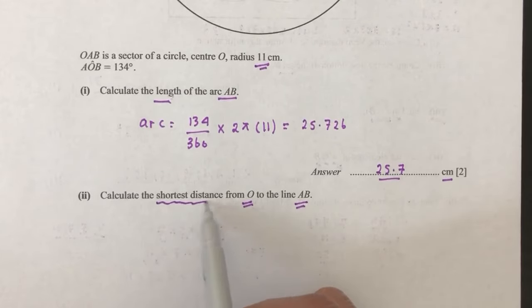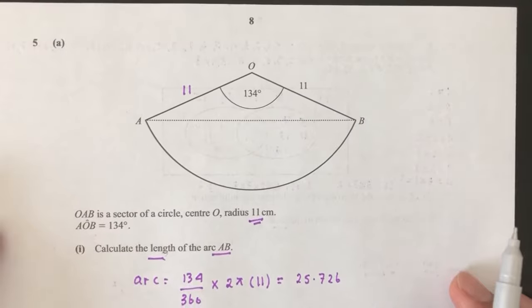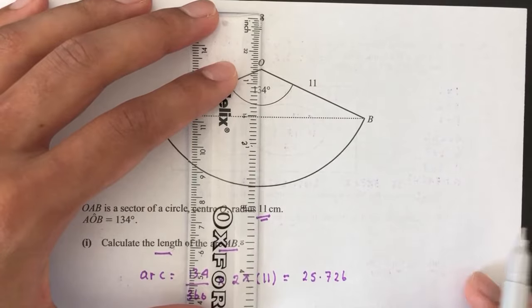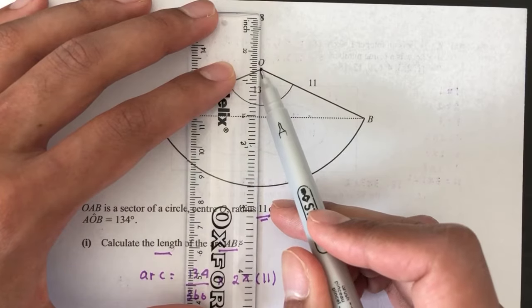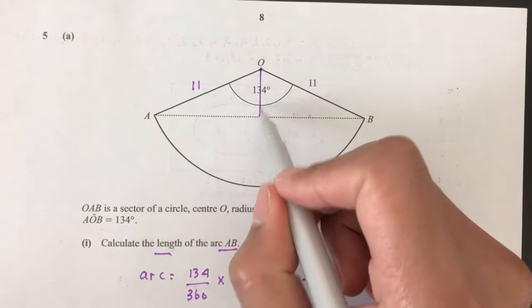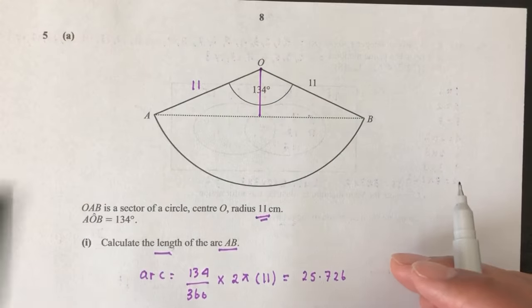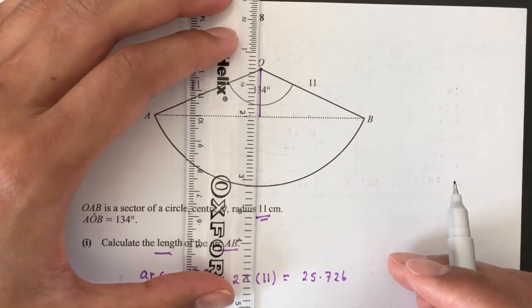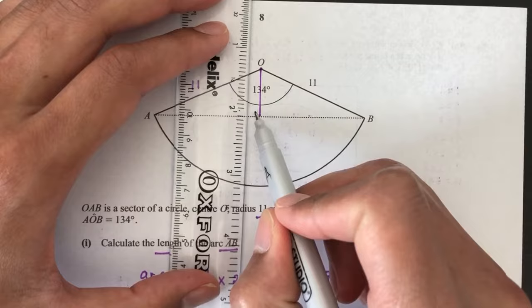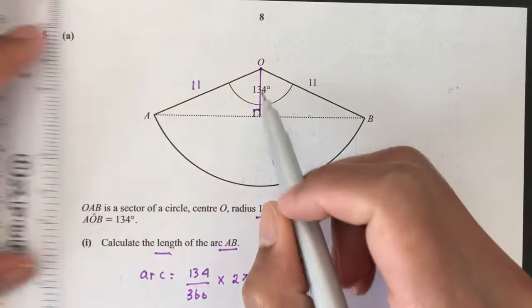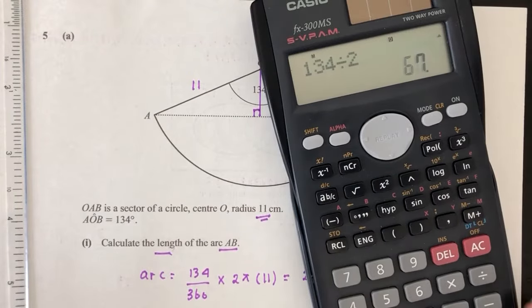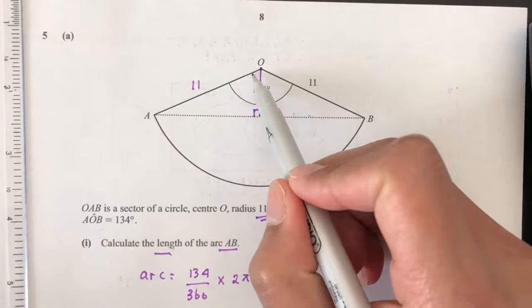Now, calculate the shortest distance from O to the line AB. So when you see this, it is always the perpendicular distance. So what is that? It will be this one. So we have to find this distance. So how do you find this? So you can see that it cuts this exactly half at 90. So this angle here will be what? So 134 divided by 2. That will be 67 for half of the angle.